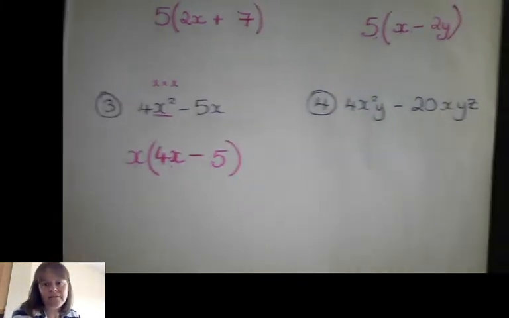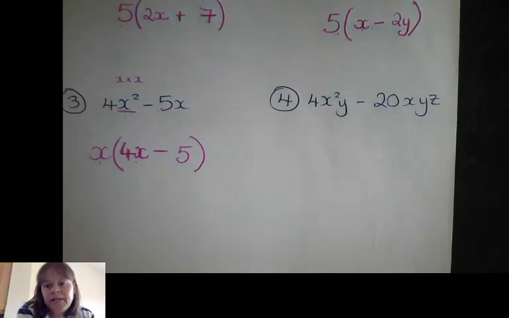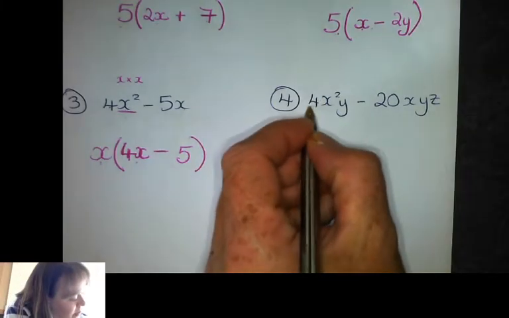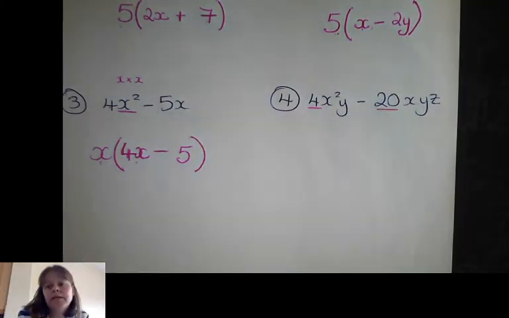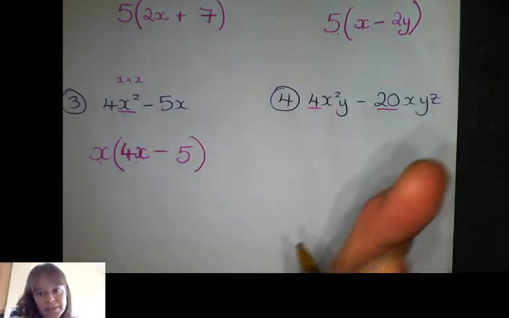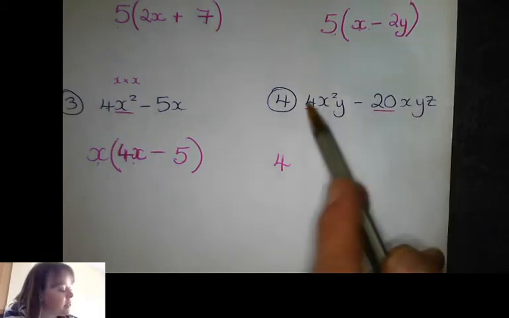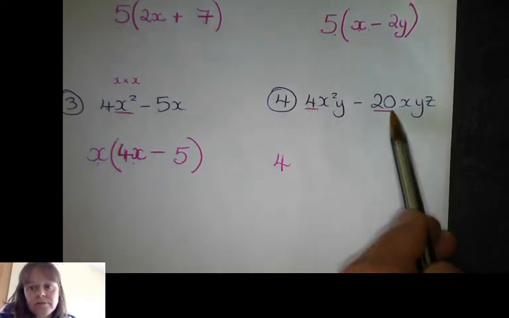Okay, even harder. So this has got all sorts in it, and remember what I said at the beginning, if you've got a choice, you need to take as much as possible out the front. So I'm going to start by looking at the numbers. I've got a 4 and a 20, so what goes into 4 that also goes into 20? Well, I might think 2, or I might think 4, and what I said at the beginning was, if you've got a choice, take the biggest one. So I could put a 2 out the front, but that wouldn't be as good as if I put the 4 out the front. So I'm going to put a 4 out the front, because that's the biggest thing I can think of that goes into 4 and 20.